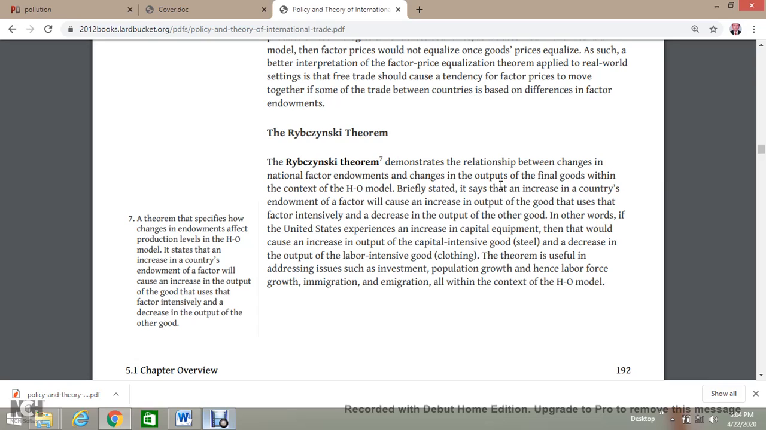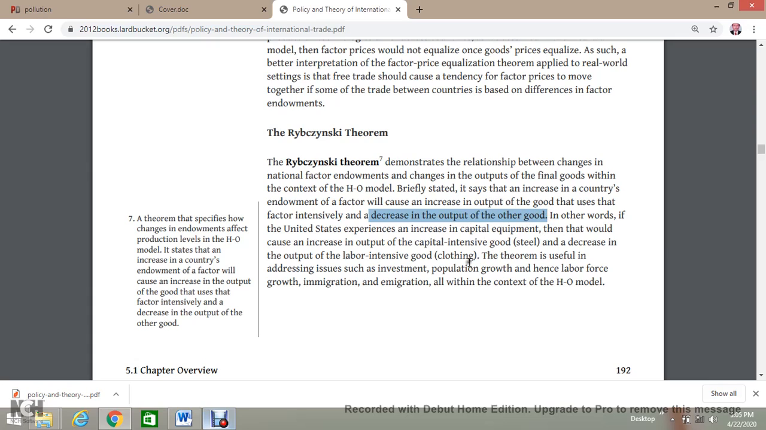So with this context, let us try to understand this Rybczynski theorem. It says that an increase in the country's endowment of a factor will cause an increase in the output of the good that uses that factor intensively, and a decrease in the output of the other good.